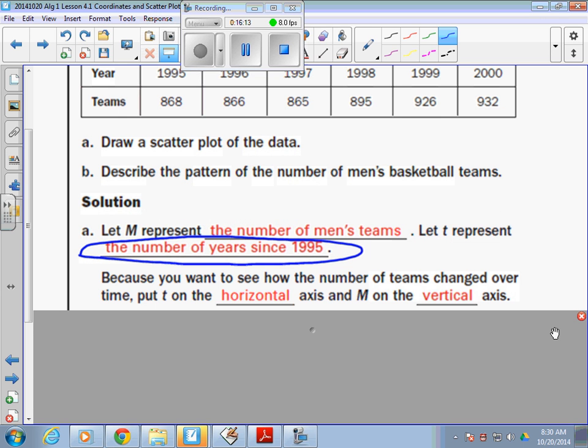Because you want to see how the number of teams changes over time, put T on the horizontal axis. The horizontal is the x-axis. And M represents the number of men's teams, so put that one on the vertical or the y-axis.